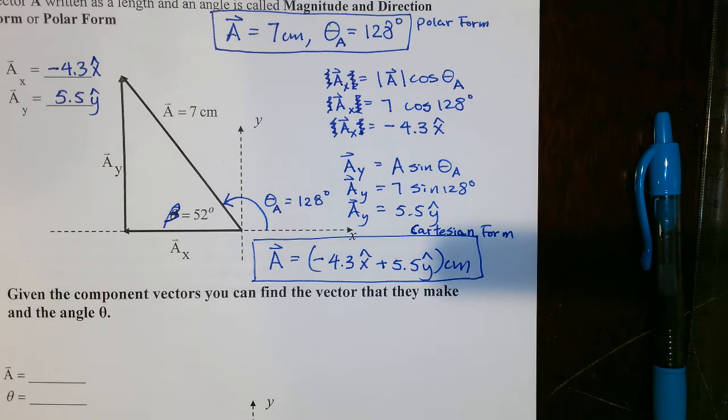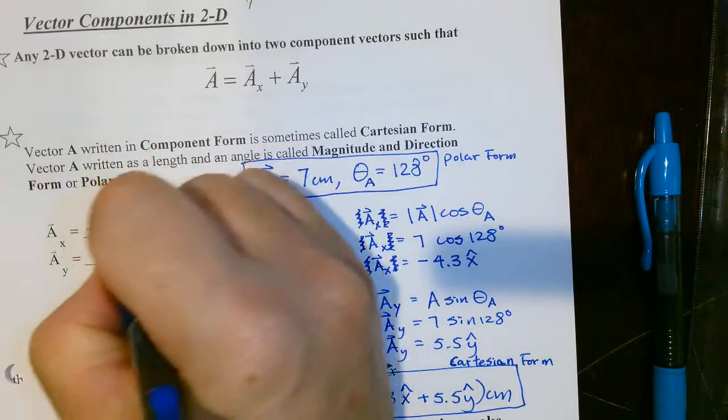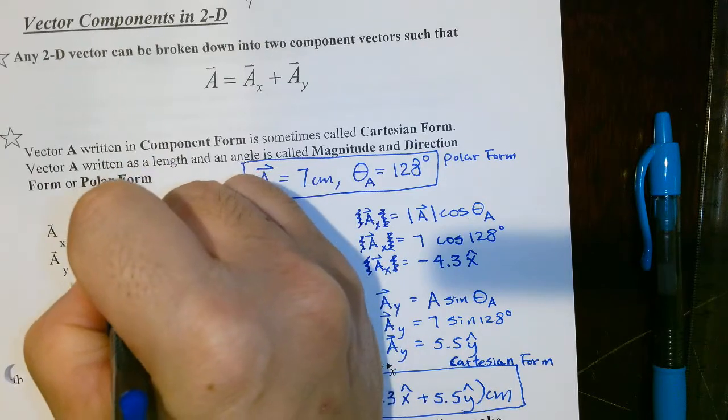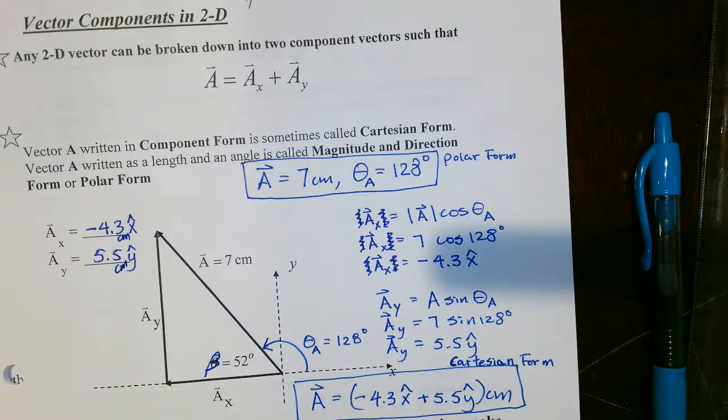All right. Do you not need units when you're doing the top left, the negative 4.3 x? Yeah, you should put the units down. I mean, that is the correct way.